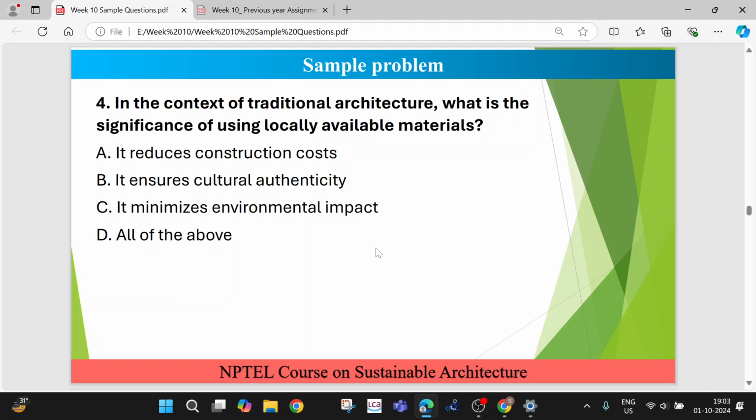D is the right answer, all of the above. Utilizing locally available materials in traditional architecture will help you reduce the transportation cost, preserve your cultural heritage, and lessen the environmental impact.